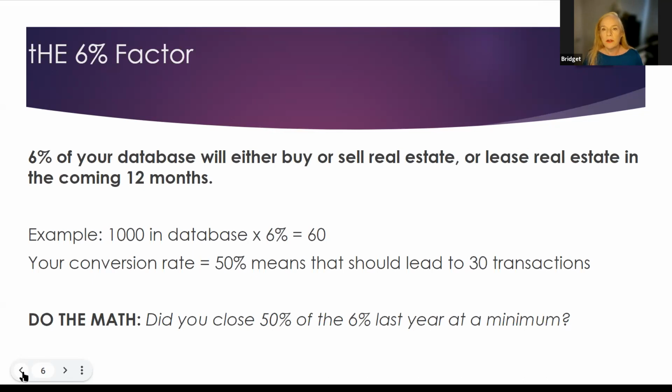So you can do the math for yourself right now. If you don't know the exact number in your database, that's your homework this week. Find your number, use an estimate, but go ahead and take your estimated number in your database, multiply it by 0.06. What's that number? Did you close half of that number in deals in the last 12 months from your database?